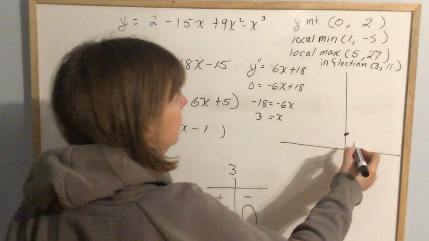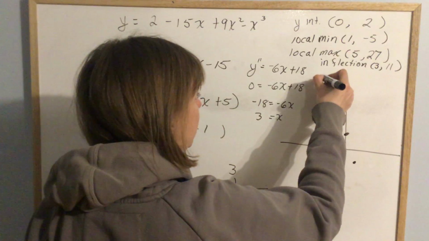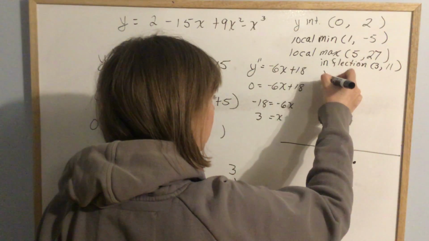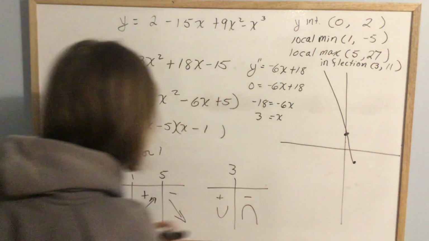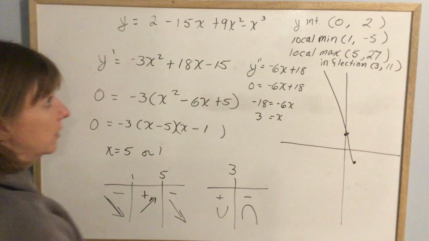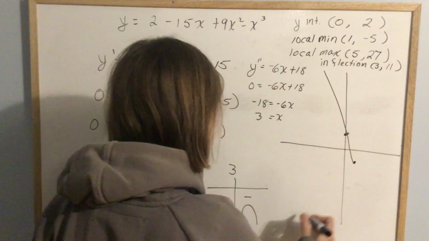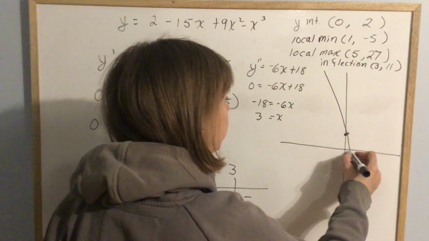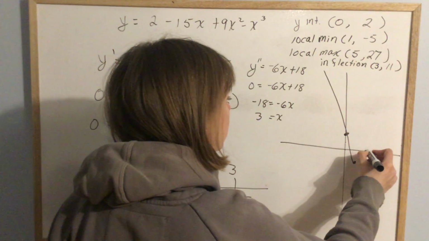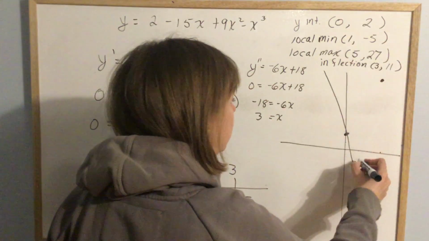I have a local minimum at 1 and negative 5, which means if that's a local minimum, it's decreasing before that, right? Then it changes to increasing. And I have a local max at 5, 1, 2, 3, 4, 5, and 27. So there's 27, all right?